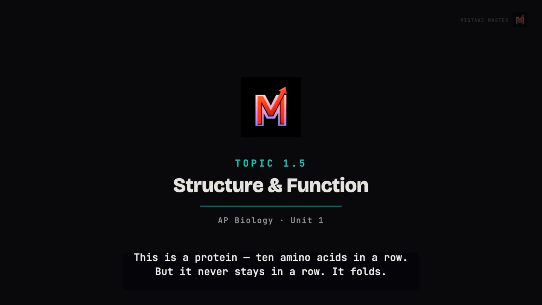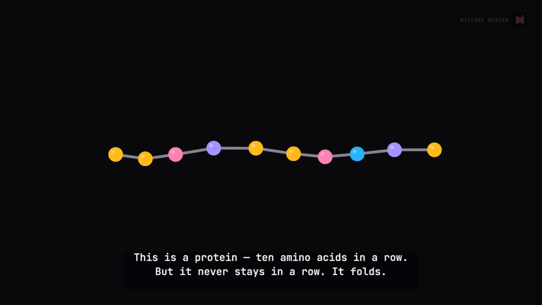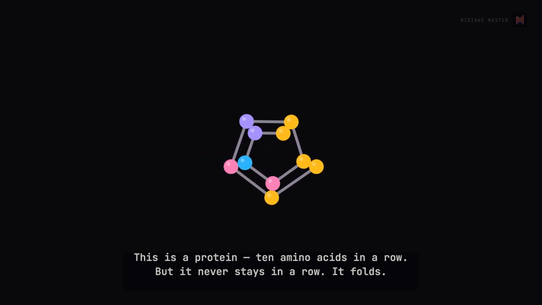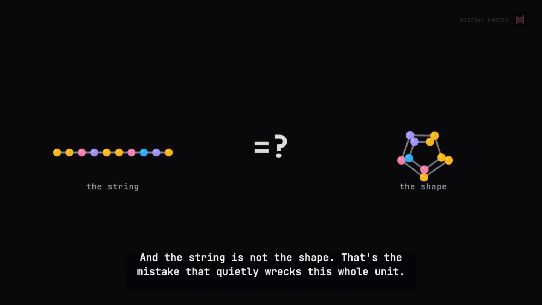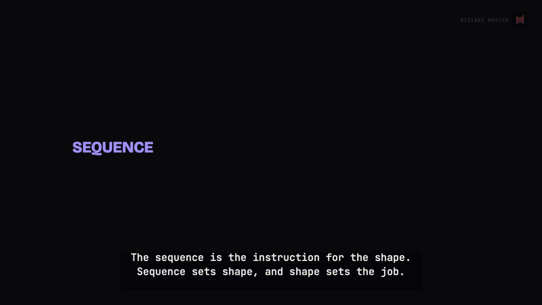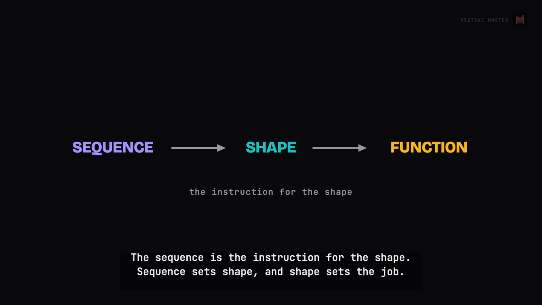This is a protein, 10 amino acids in a row. But it never stays in a row. It folds. And the string is not the shape. That's the mistake that quietly wrecks this whole unit. The sequence is the instruction for the shape. Sequence sets shape, and shape sets the job.